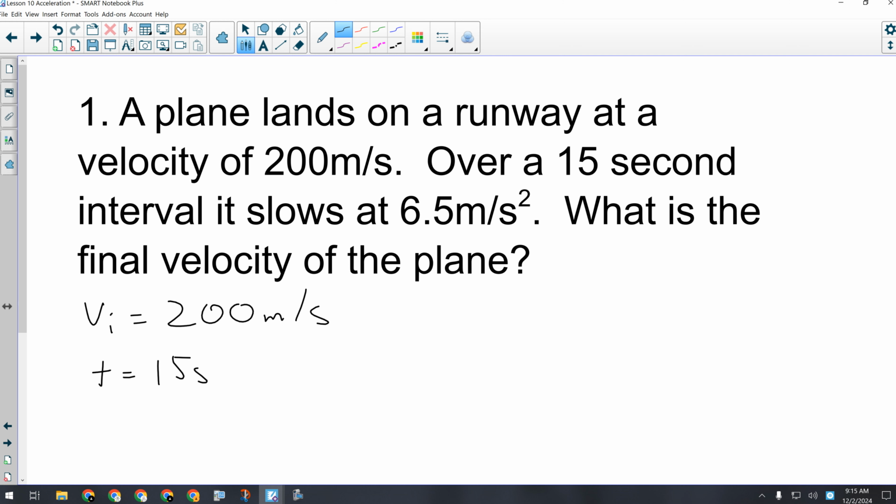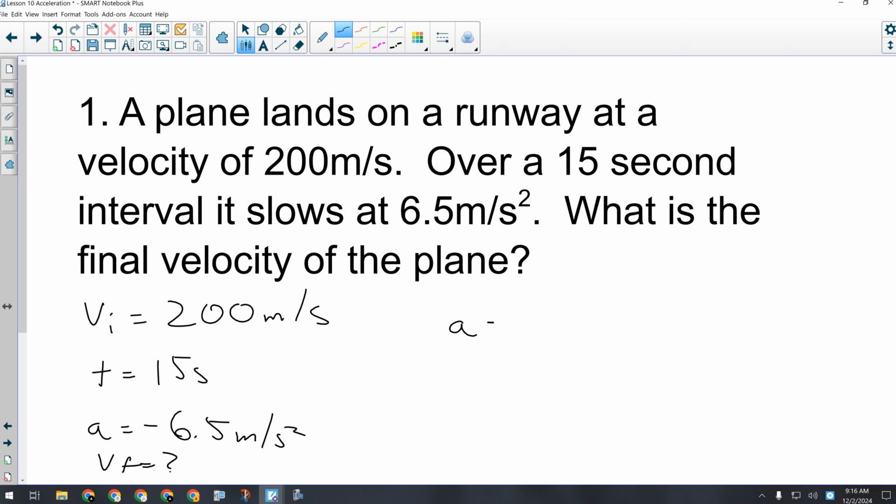Okay, it slows at 6.5 meters per second squared. Positive or negative? Negative. That's the trick with this question. If it's slowing down, that means that the acceleration and the velocity are in opposite directions. What is the final velocity of the plane? So we're looking for Vf here.